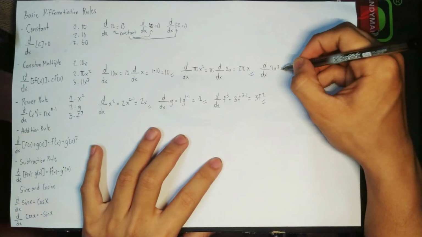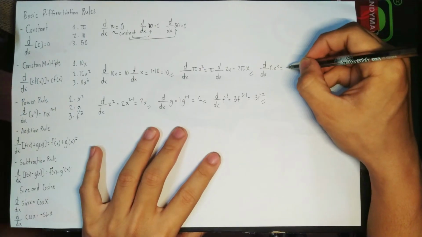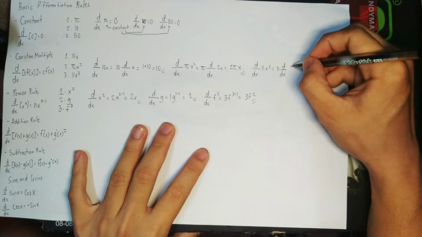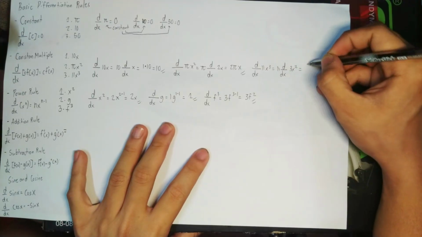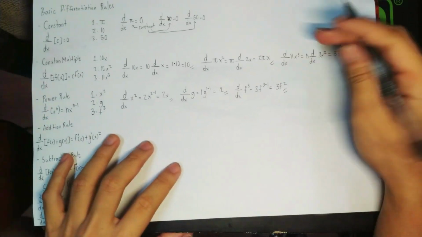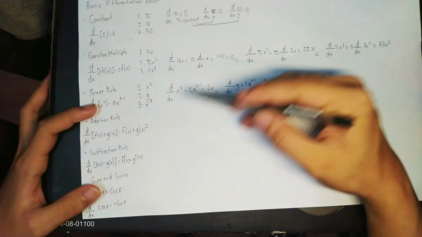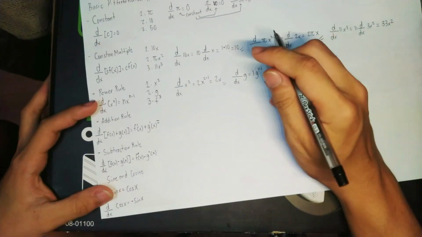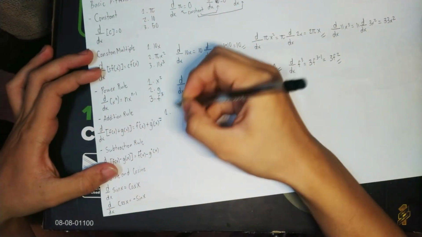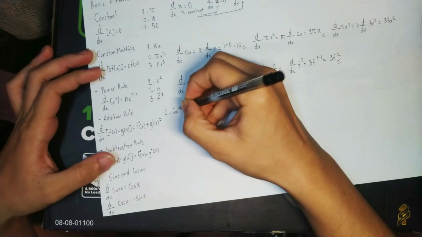And that's it. And now for the 11x cubed, just like what we did before, we move the 11 to the other side, and we power rule the x cubed. Now we multiply them back, which is 33x squared. Now let's move on to the addition rule.